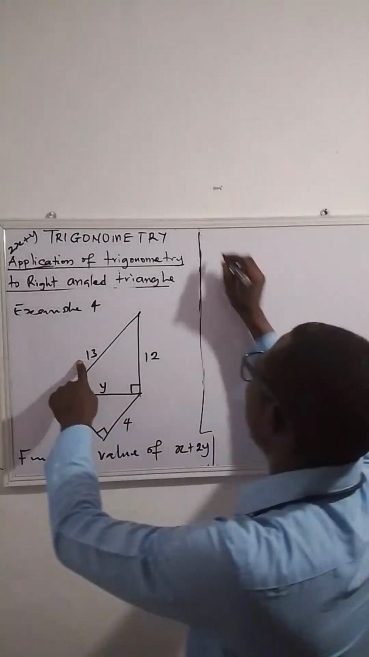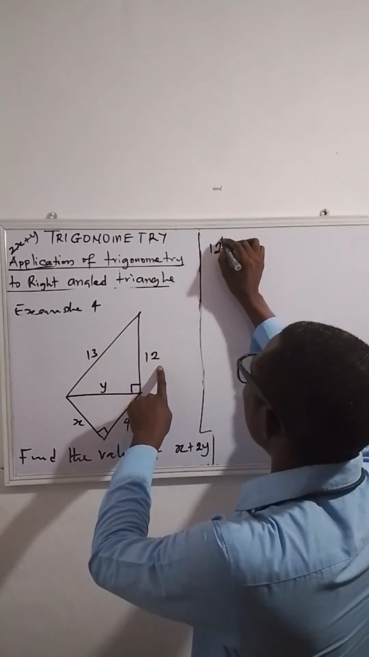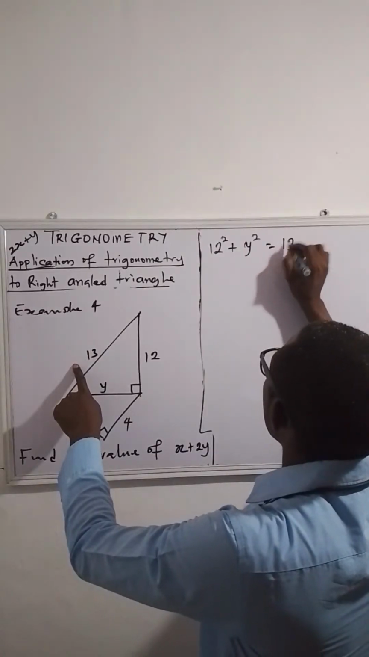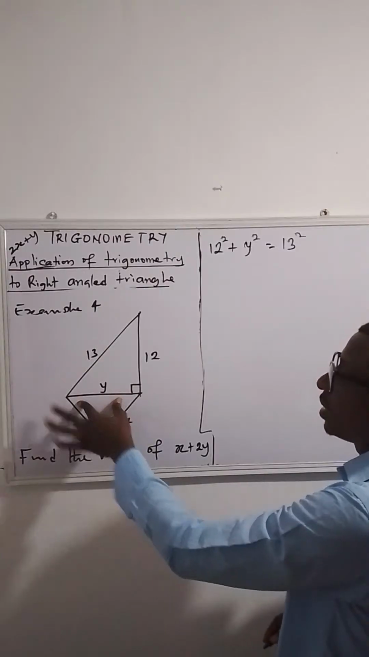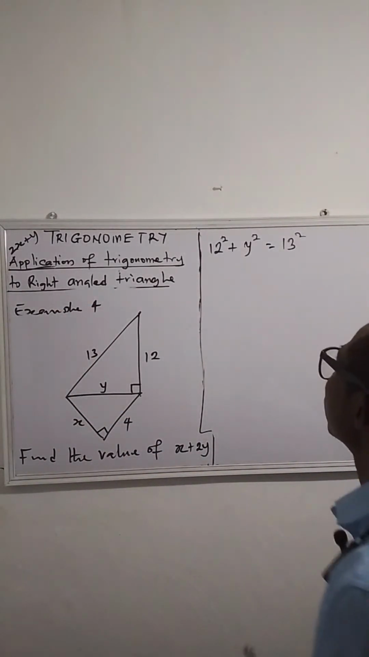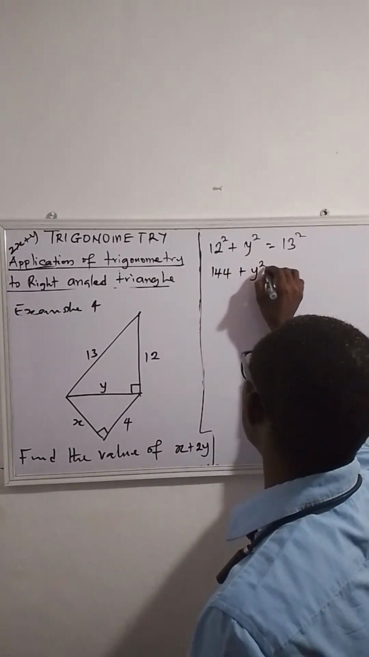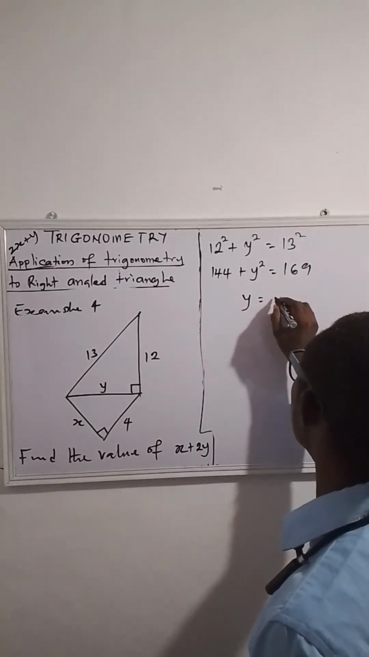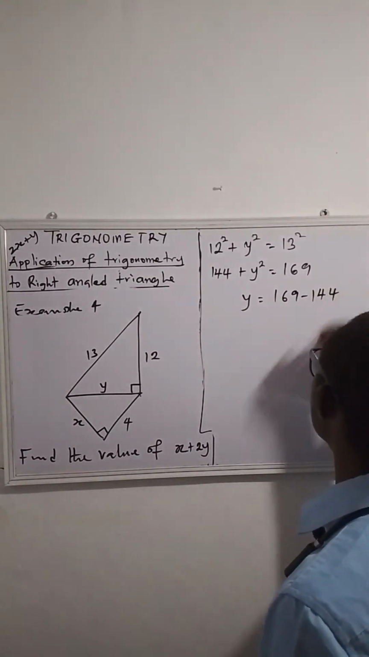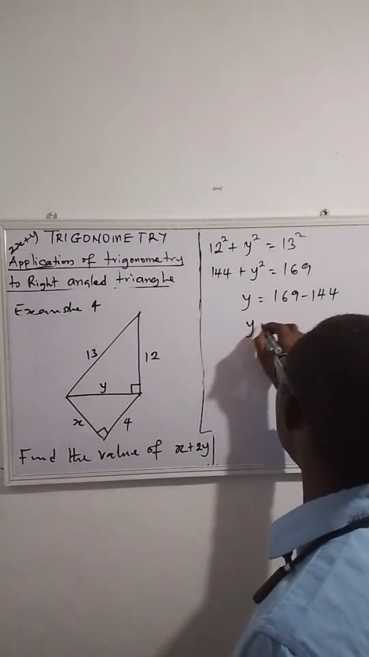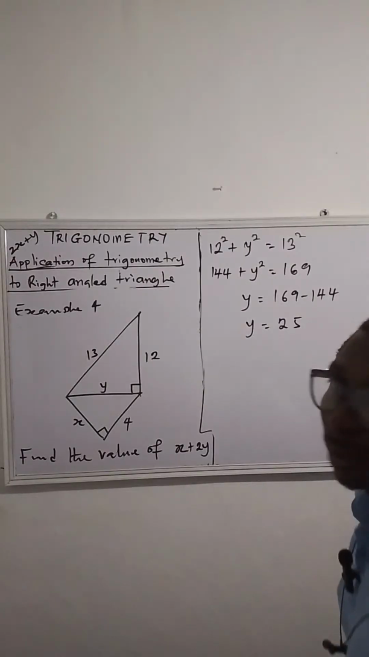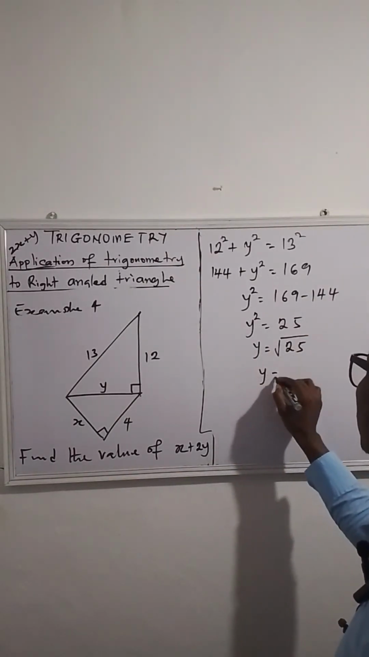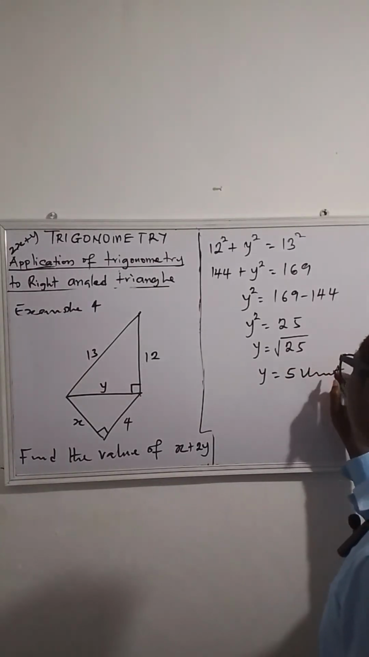So I can now go ahead and write opposite square, that's 12 square, one of the sides, plus the other side, which is the adjacent, equals the hypotenuse square. The square of this side plus the square of this side equals the square of the hypotenuse. So we have 144 plus y squared equals 169. So y squared equals 169 minus 144. When you subtract, you have 25. We have a square here, so we can take the square root of both sides. We have y equals 5 units. So this is the value of y.